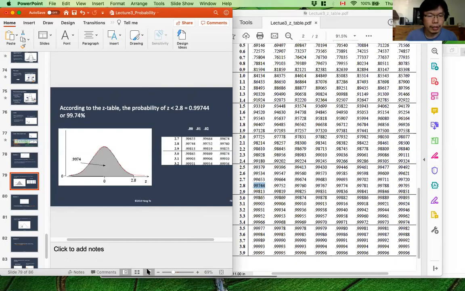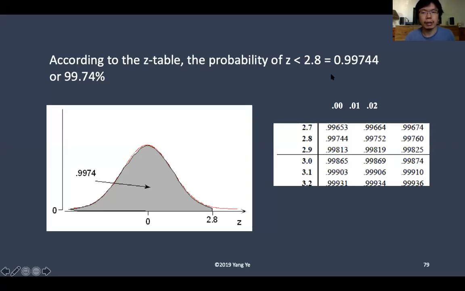So, I'm just going to show you on the screen. You'll find that this is straightforward because this is exactly what these values mean. The probability of a Z score smaller than 2.8 is 0.99744, or 99.74%. Okay, so that's clear and straightforward enough, I think.